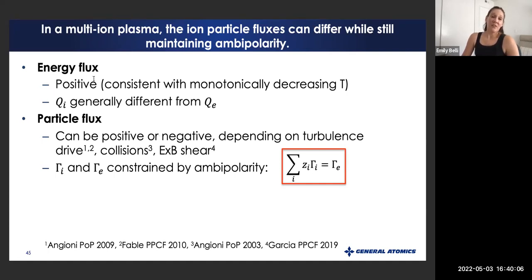Furthermore, while the ion and electron turbulent energy fluxes in a tokamak can be quite different, even for a pure plasma, the particle fluxes are constrained by the ambipolarity condition such that the charge weighted sum of the ion fluxes must equal the electron flux. But in a multi-ion plasma, the ion particle fluxes themselves can differ while still maintaining ambipolarity. So here we will explore possible asymmetries in the deuterium and tritium turbulent particle flows.